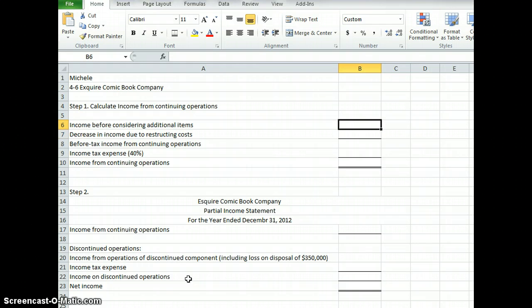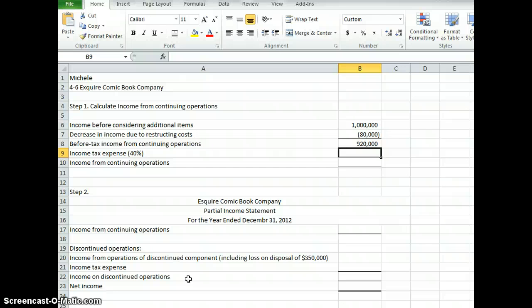So let's start with the given information. Income before anything else happened was $1 million. Point number 2 tells us that as part of our disposal, we restructured the company before we did anything, and we had restructuring cost of $80,000. So $1 million minus the $80,000 restructure cost gets us a before-tax income from continuing operations of $920,000.